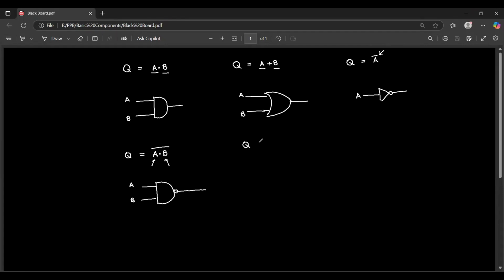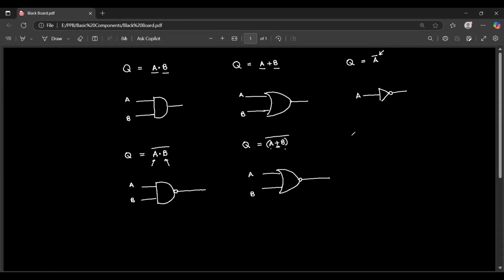Similarly, if you have Q is equal to A plus B, whole thing bar, that means they are passing through a NOR gate. So you have the signals A and B. Since you have a plus and that is covered with a whole-thing bar, you can clearly see they are going through a NOR gate.